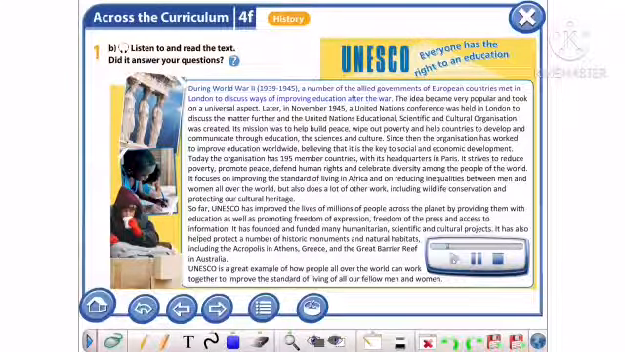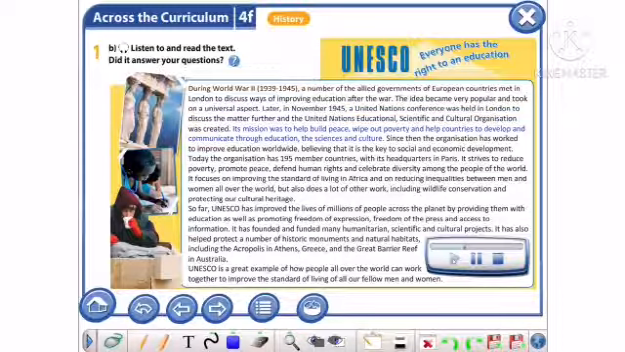During World War II, 1939 to 1945, a number of the Allied governments of European countries met in London to discuss ways of improving education after the war. The idea became very popular and took on a universal aspect. Later, in November 1945, a United Nations conference was held in London to discuss the matter further, and the United Nations Educational, Scientific and Cultural Organization was created.